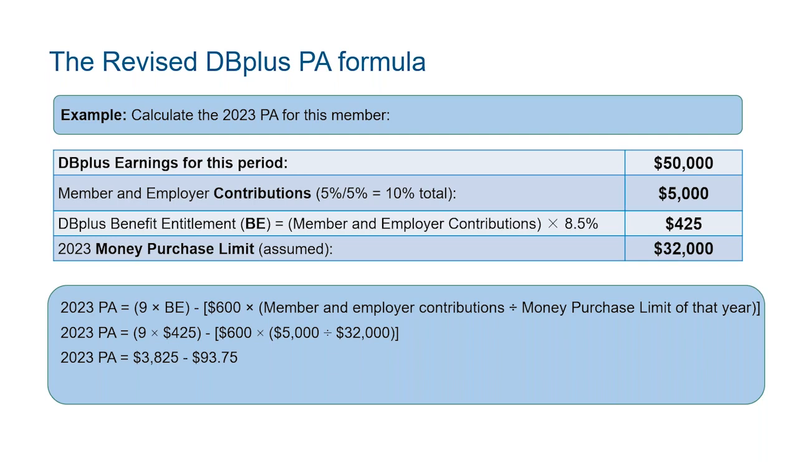$3,825 minus $93.75. And since you have to report the PA rounded to the nearest dollar, this ends up being $3,731 as the 2023 PA for this member.